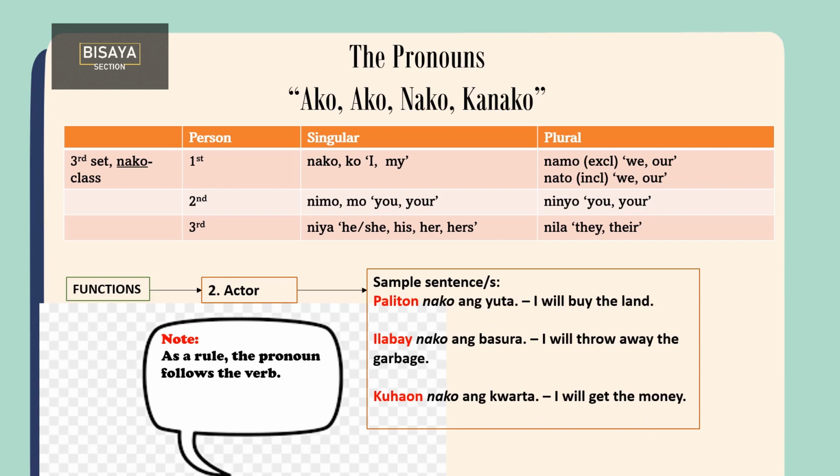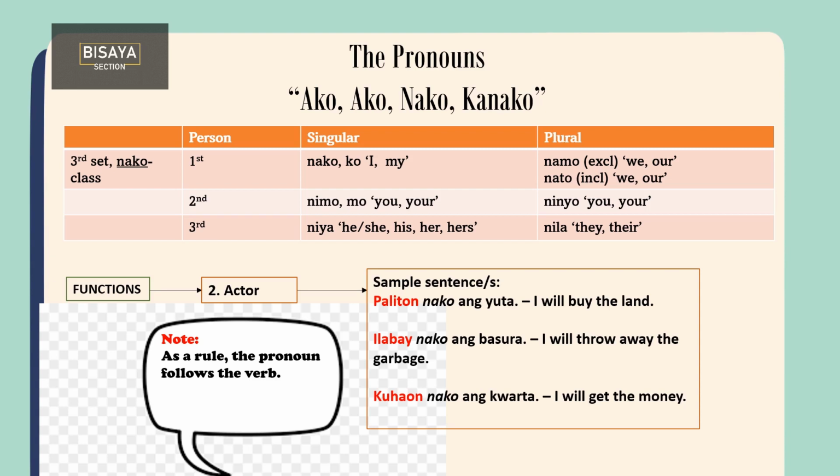Another function of nako is being the actor in a sentence. As a rule, the pronoun follows the verb. So, the pronouns in the sign language differ when they are found either before verbs or before subjects or objects, and so on and so forth. So in this case, nako, when it's used as an actor, follows after the verb.